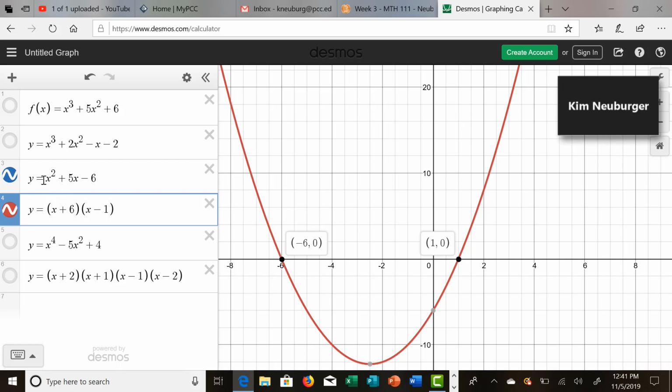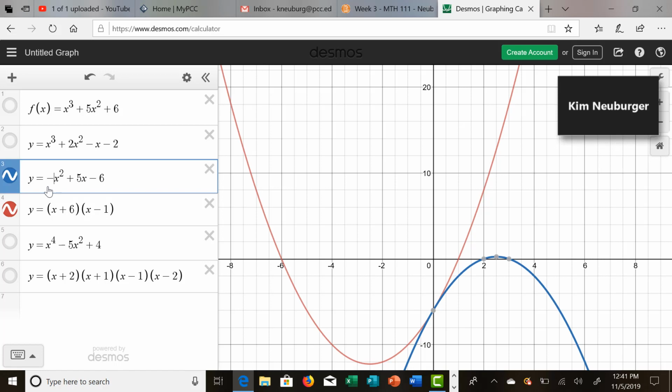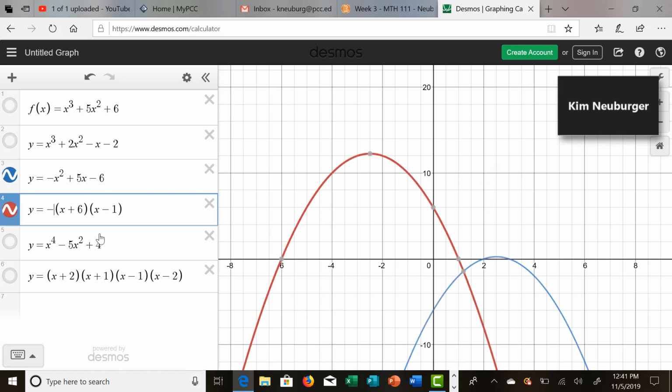If I wanted to turn this one over, I could put a negative here. And if I do the same thing and put a negative here, notice that one flips over. But notice this flipped over different than that. You know why? It's because this negative is multiplied by all of this.